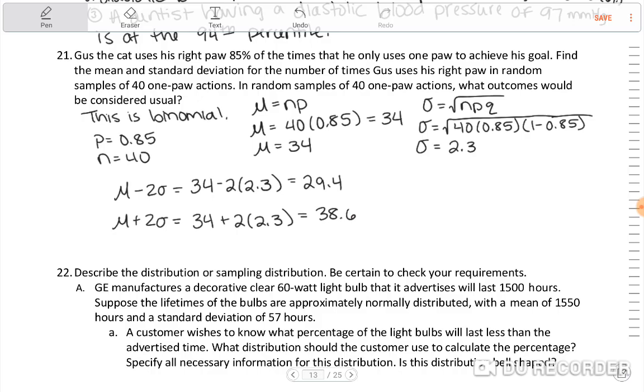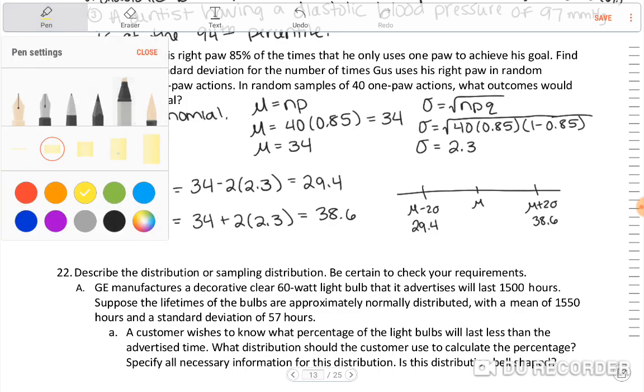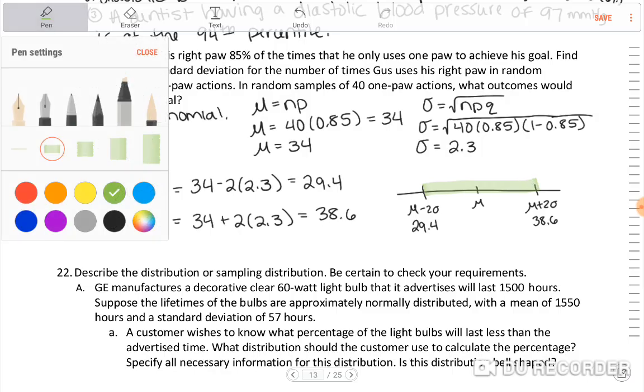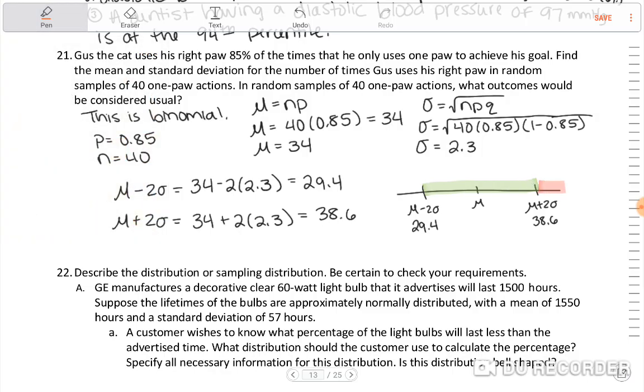Okay, so let's draw a little picture here, right? We've got our mean here. Here is mu minus 2 sigma. This is mu plus 2 sigma. Now, I'm going to put actual numbers here. This number is 29.4. This number is 38.6. So anything in between, these are considered usual. Anything outside that is considered unusual.